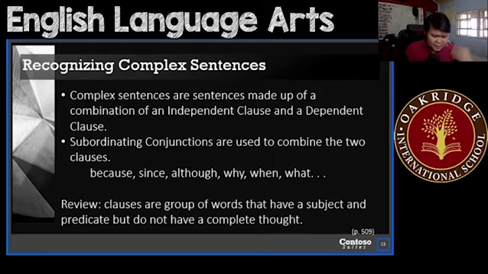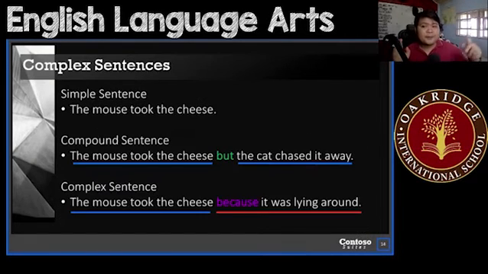Again, just also a quick review of what are clauses, in case you forgot. Clauses, again, are groups of words that have a subject and a predicate, but they do not have a complete thought. That's a clause. So now, let's go through the difference of a simple sentence, a compound sentence, and a complex sentence. Here, we have the first example.